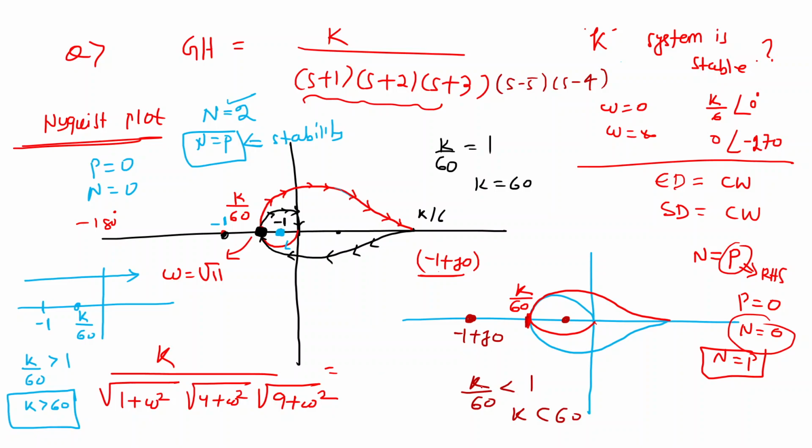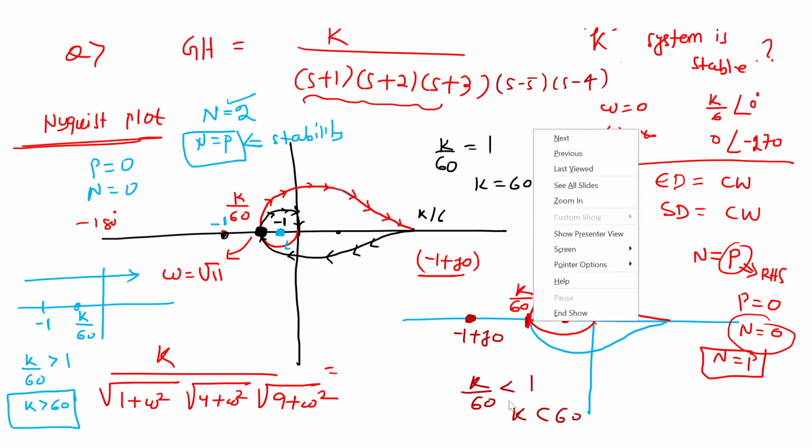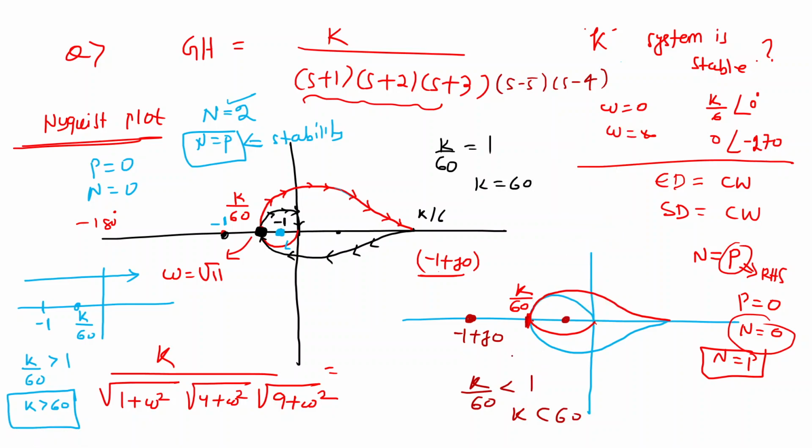I don't know, just a mistake I'm making, sir. Here, if this point is K by 60 and this point is minus 1, then K by 60 should be less than minus 1, K less than 60. Just a second, sir. Minus 1, minus K by 60 should be greater than minus 1, sir. Whatever you've done is correct, yeah.